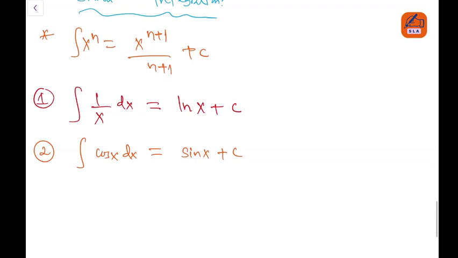Let's remember back: when we differentiated the sine of x, we were getting cos of x. So this is what we were doing with derivatives. If you differentiate the sine of x, you get cos of x. But now we do the reverse process. If you integrate cos of x, we get sine of x.